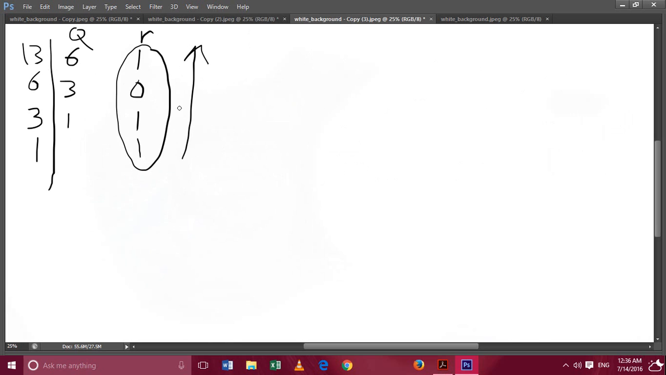So starting from here, number 13 would be 1, 1, 0, 1. If we want to verify that, let's try to convert it back to decimal. We know that this place value is 1, this place value is 2, this place value is 4, and this place value is 8. So 8 plus 4 is 12, plus 1, that equals 13.